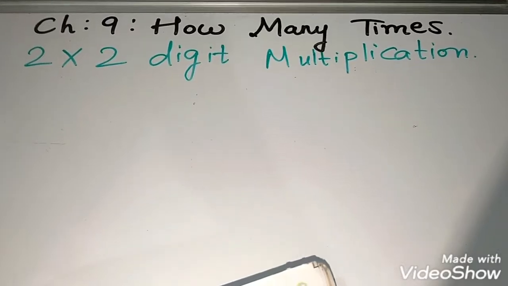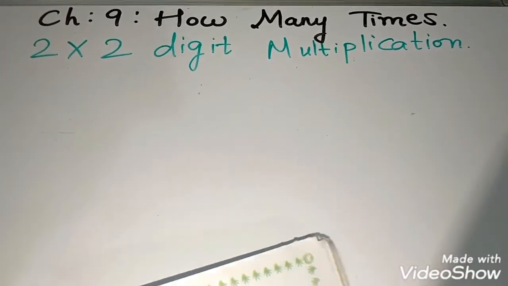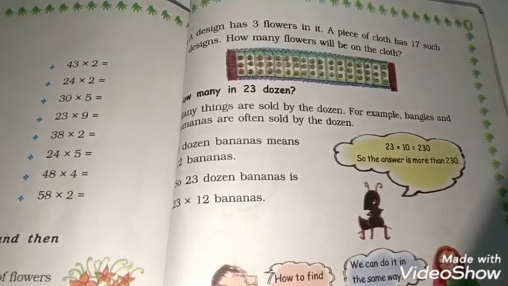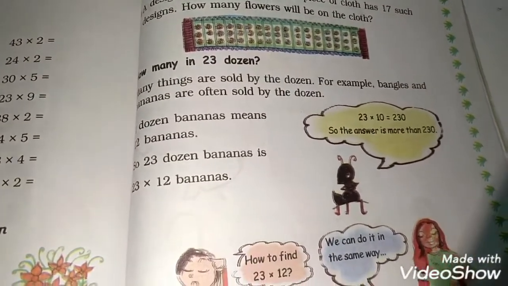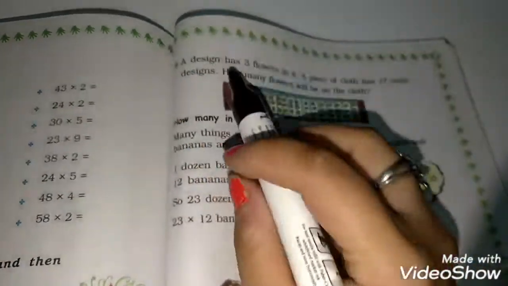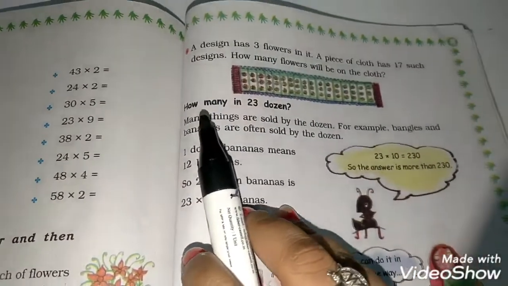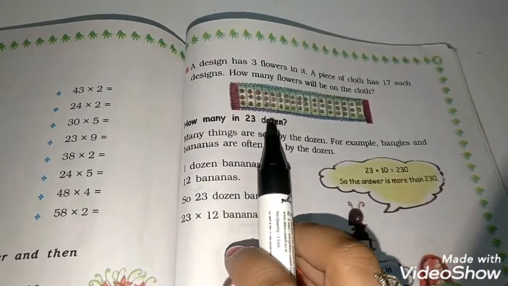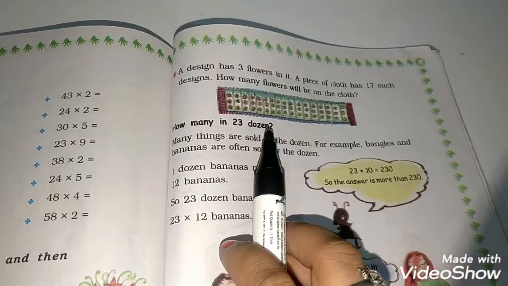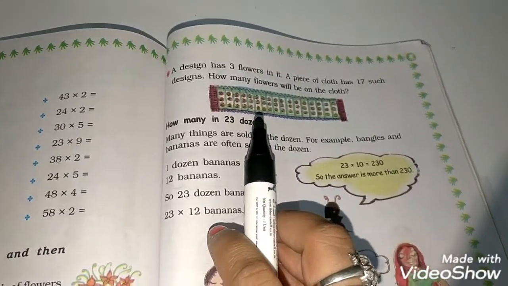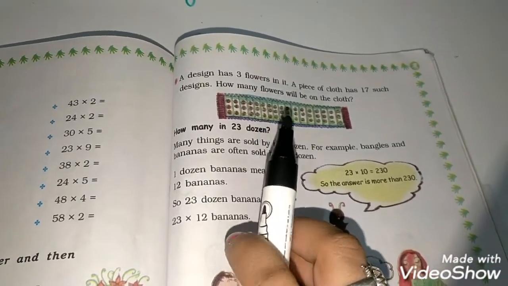So, to understand this concept, again let's take an example from your textbook. Let's read the question. I hope you all are done till here. So, let's read this question. How many in 23 dozen? This is D-O-Z-E-N, dozen. Now you will say, ma'am, what is dozen? Let's understand first what is dozen.